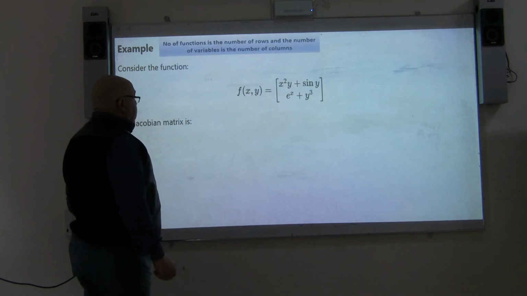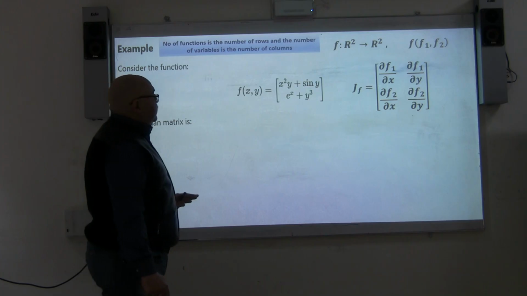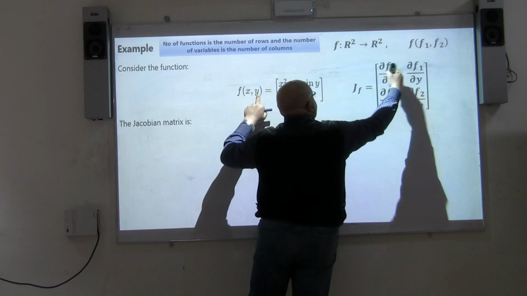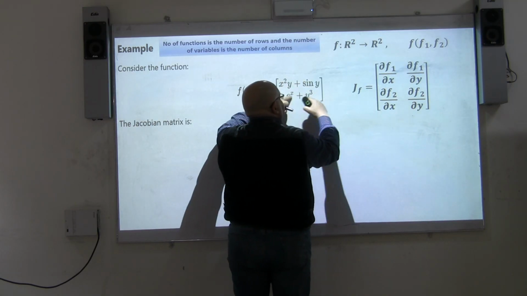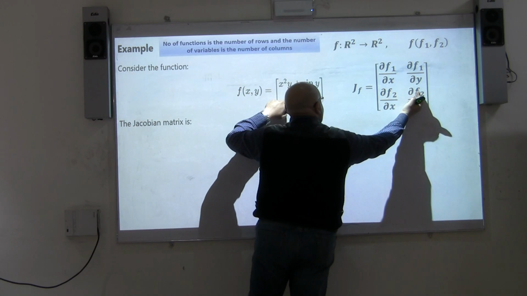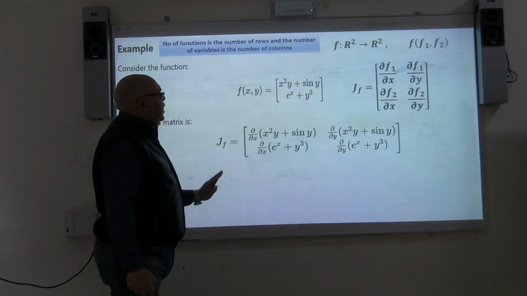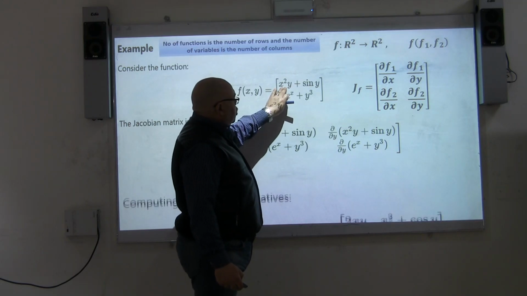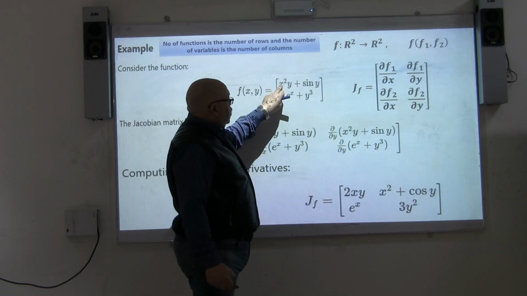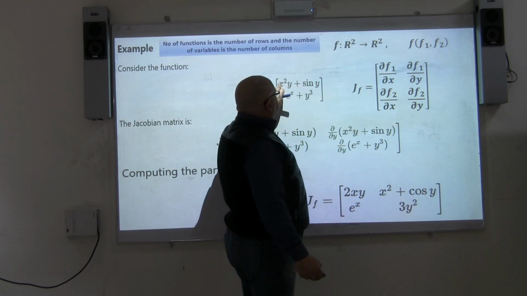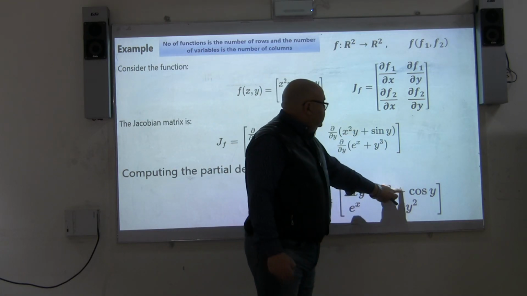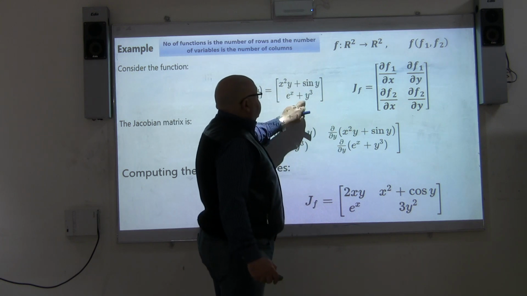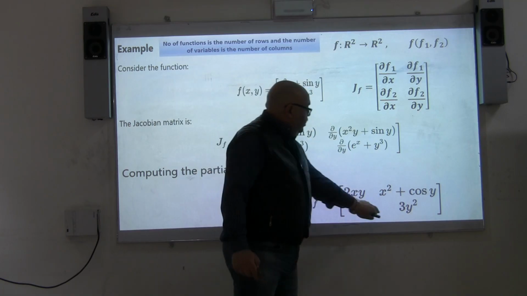Okay, so also once more, in order to get the derivative, it will be partial F1, partial X, partial Y. Then I will take the second function, differentiating it with respect to X and with respect to Y. It's a direct substitution issue. Differentiating with respect to X, we'll get 2xy. Differentiating with respect to Y, which is going to be X squared plus cosine Y. Differentiating with respect to X is going to be e to the power of X. Differentiating with respect to Y, which is going to be 3y squared, as you can see.